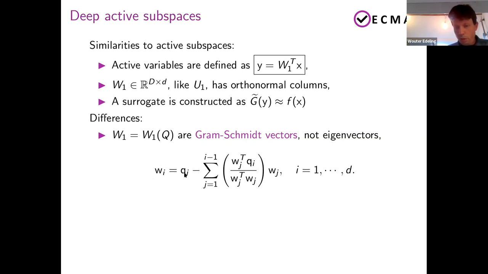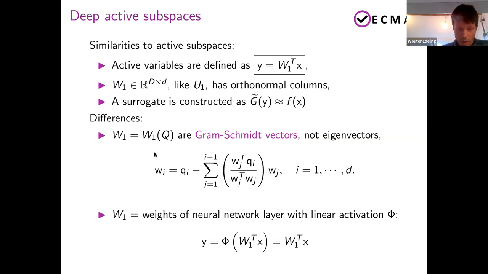The Q's are the columns of this Q matrix, and my orthogonalized vectors W will be the columns of my W1 matrix. This then becomes the weight matrix of, in my case, a simple feed-forward neural network, but with linear activation. And if you do linear activation, you will just get the same active subspace projection back.